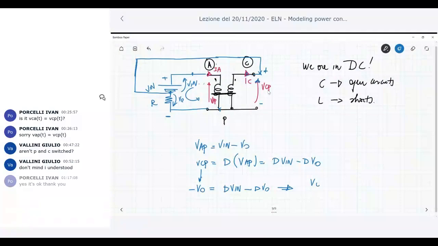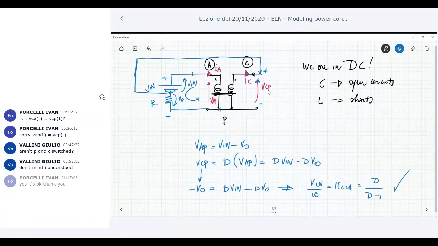Now, if you look for Vin over V naught, which is our conversion ratio, this is exactly D over D minus 1 for the buck. So we have exactly what we're searching for. Okay.